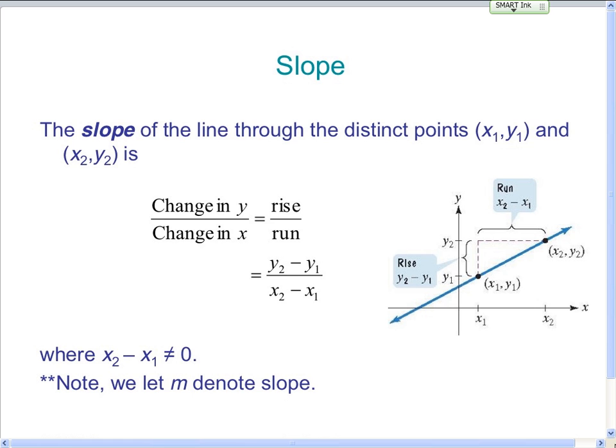Slope. Another way of saying slope is rise over run. The formula for slope, and we always use m, is to subtract the y's, subtract the x's, and the y's go on top.